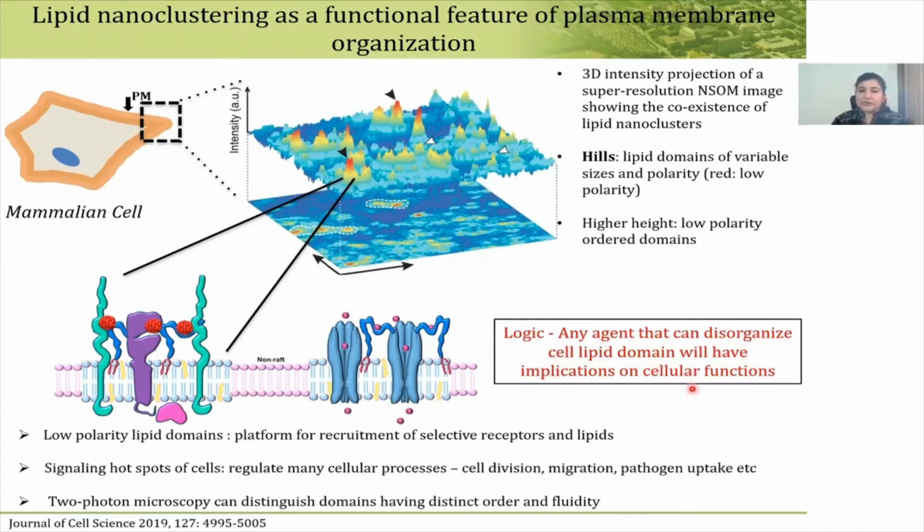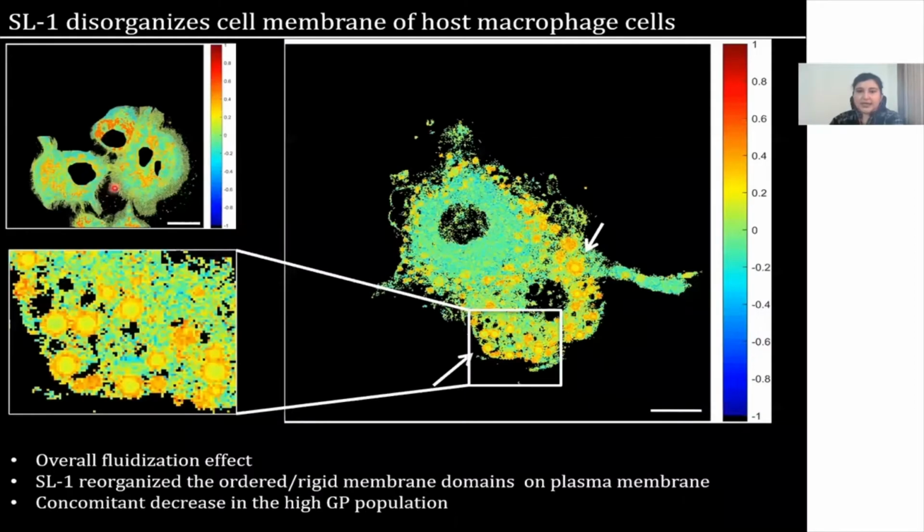So with this background, we decided to explore whether mycobacterial lipids are capable of causing some kind of remodeling of the plasma membrane domain organization. And what we found using our optimized two-photon microscopy is that indeed it does.